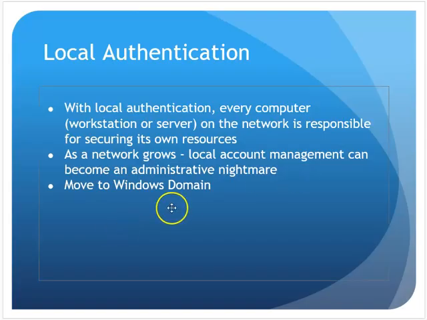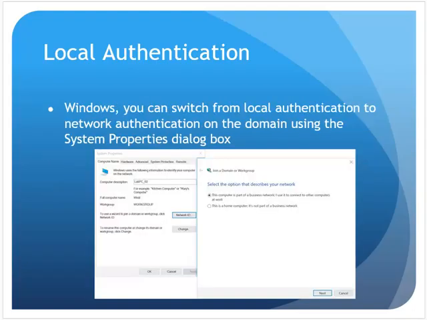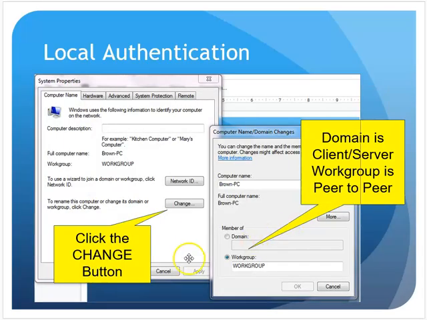That's when you might want to move to a Windows domain where I actually have a server helping to maintain this for me. I can move from local authentication to network authentication by doing this kind of thing here. If I'm set for workgroup, this is local, if you will, peer-to-peer type network. If I change it to domain, I'm now saying I'm going to use something like a Windows server to authenticate and basically have my permissions taken care of through the account on the server.